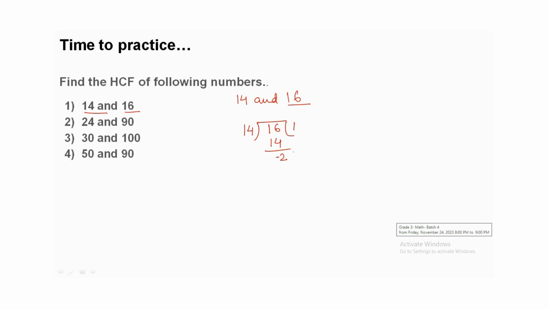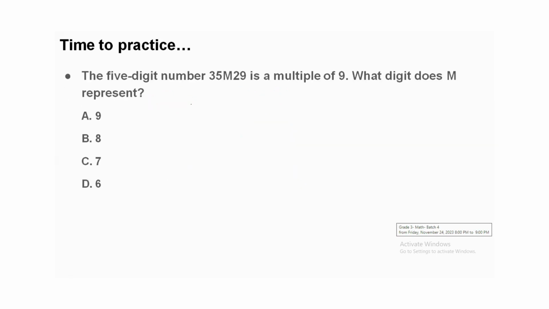So we will write this 2 over here. Now this 14 comes here and becomes our dividend. Now 2 times 7 is 14, and 14 take away 14 is 0. So the last divisor we are getting over here is 2. So 2 will be the HCF of 14 and 16. Understood? So this is how we are going to make the division.